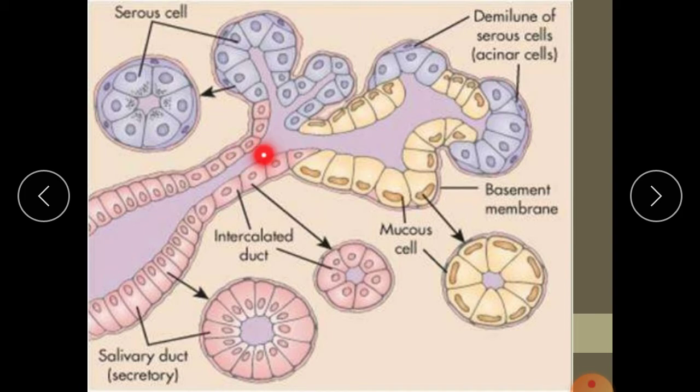From the intercalated duct it goes to the secretory duct. Secretory duct is lined by columnar epithelium. Columnar epithelium. Here cuboidal cells are present. Somewhat cuboidal cells.